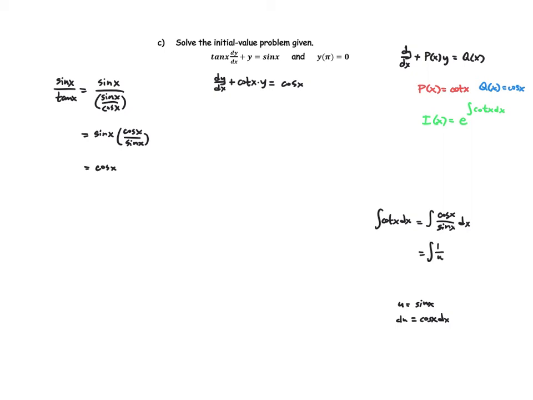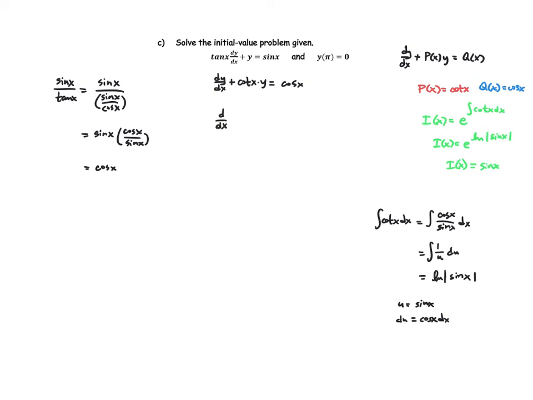I'm going to do the integral of 1 over u du, which is the natural log of u plus c. Now again, with the exponent in I of x, we don't have to worry about plus c. And that again can be a side note if you want to talk about it. So this would be the natural log of u, which is sine x. Okay, so I of x is equal to e to the natural log of sine x. And of course that will reduce to being just sine x. Okay, so we've got I of x.